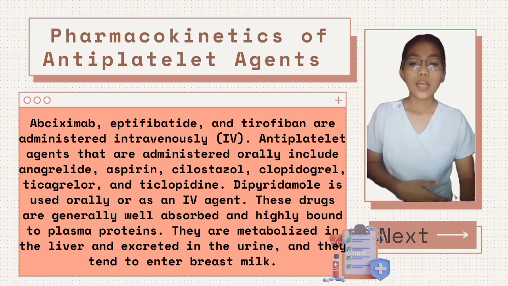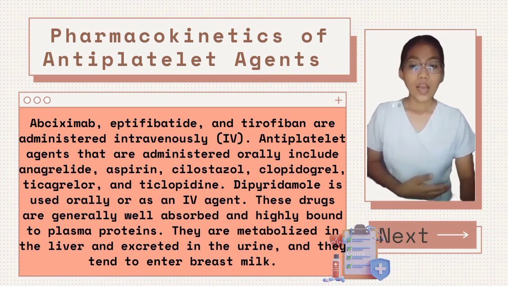Next is the dipyridamole. It is highly protein-bound to albumin and eliminated primarily by biliary excretion as a glucuronide conjugate, and is subject to enterohepatic recirculation. A terminal half-life of this drug of about 10 hours has been reported.